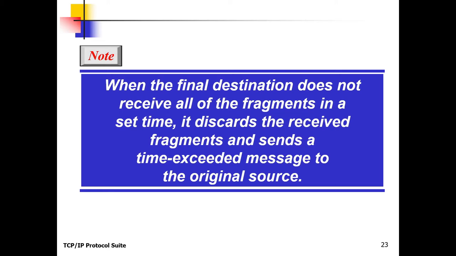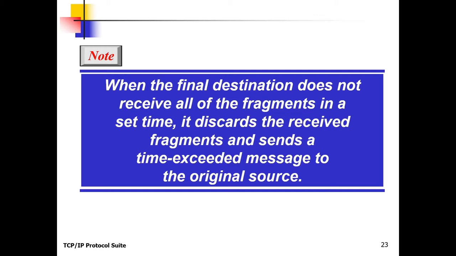After a certain time, it will throw everything away. Either you receive it all or you throw it all. If that happens, what should the destination do? It should report back to the source, telling it: thank you so much for sending me this packet. I understand it has to be fragmented into five parts. I received parts zero, one, three, and four, but fragment two I did not receive.